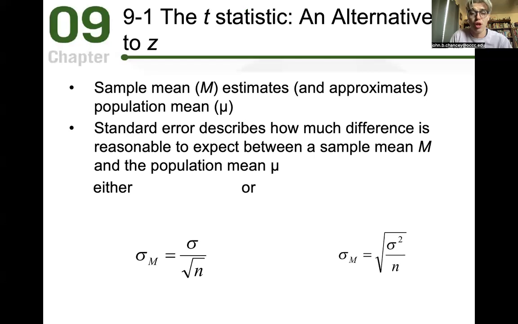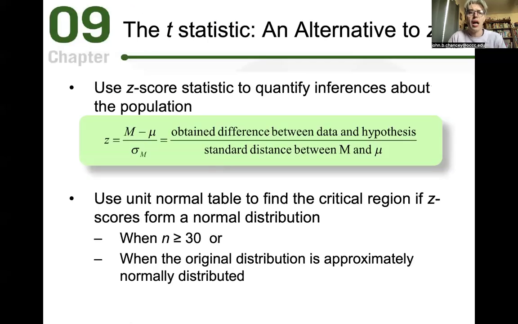The T statistic is your alternative to Z, the Z of X bar, or the Z score statistic. If we're calculating Z, we would have our sample mean to estimate and approximate the population mean, and then we would have standard error in our denominator, describing how much of a difference there is between our sample mean and our population mean. And these are a couple of the formulas, different ways of conceptualizing that formula, for understanding the standard error that you would use in the denominator.